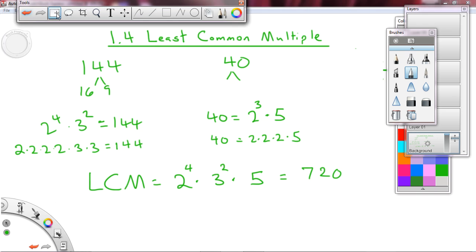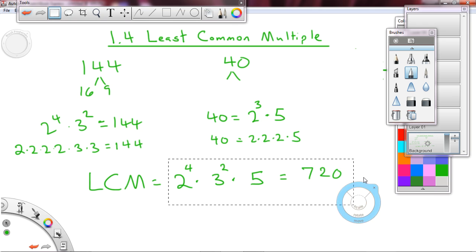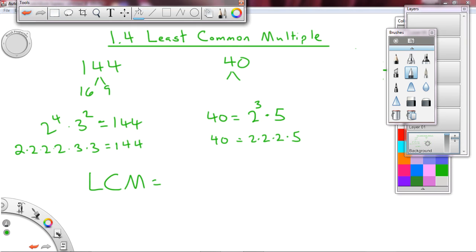Let's go ahead and do this again. Okay, so let's go back and let's take this a little bit slower. Now I know my least common multiple has to be divisible by 144. That's the definition of a multiple. If it's a multiple of 144, it's got to be divisible by 144. So I'm just going to start by writing out all the numbers that go into 144. So 2 times 2 times 2 times 2 times 3 times 3.